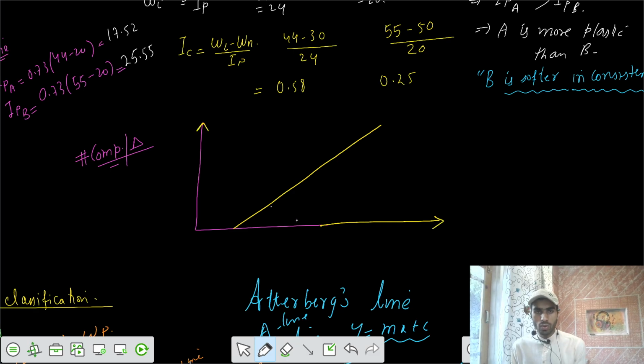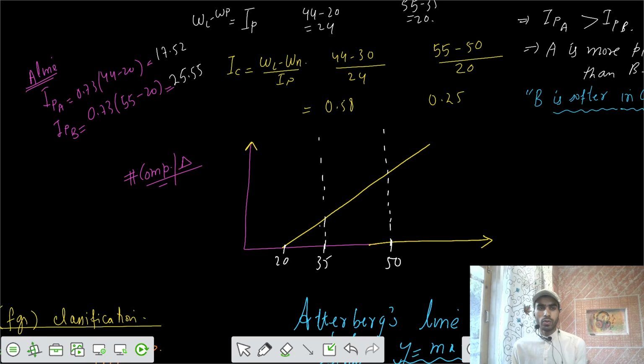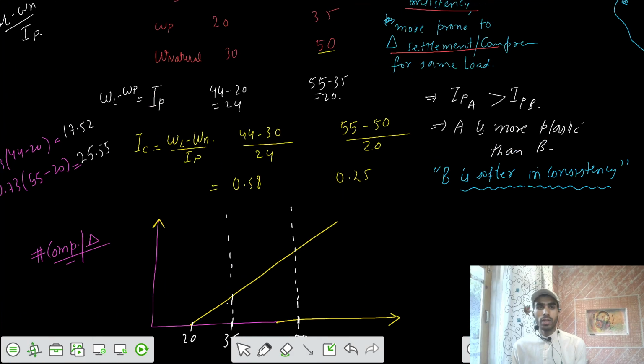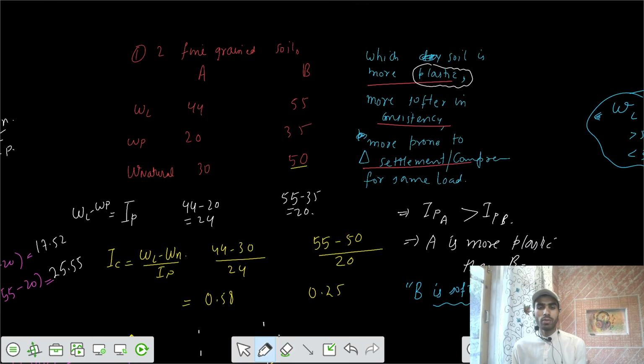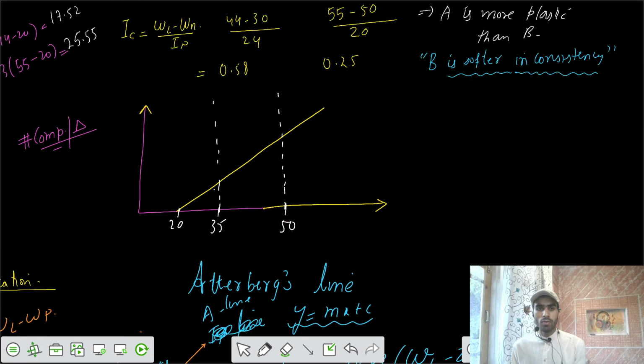Let's say that we have those limits. This is a liquid limit of 20, this is 35, and this is 50. We need to check where our soil is actually lying. What is the liquid limit for your soil A? Your liquid limit for soil A is 44, somewhere here. Now we need to check whether your point is above or below.